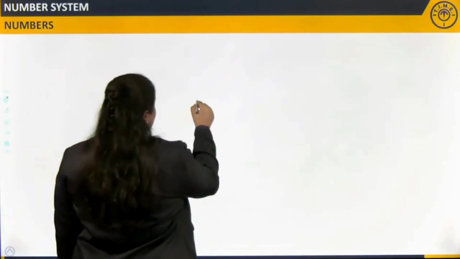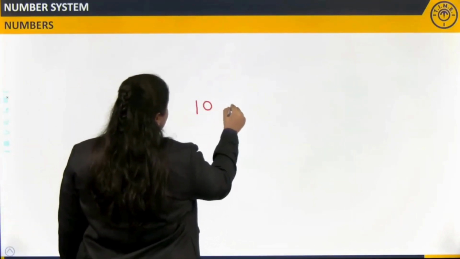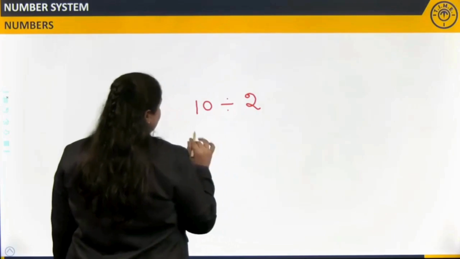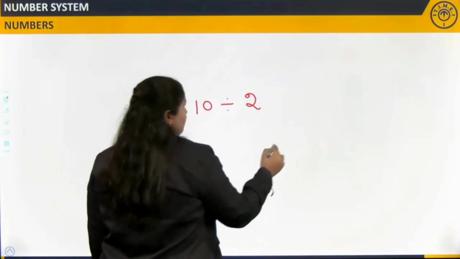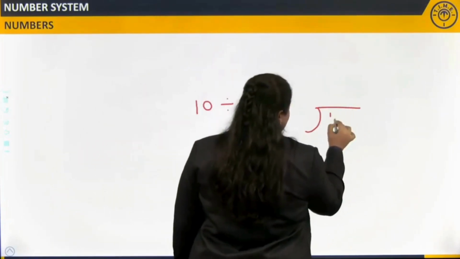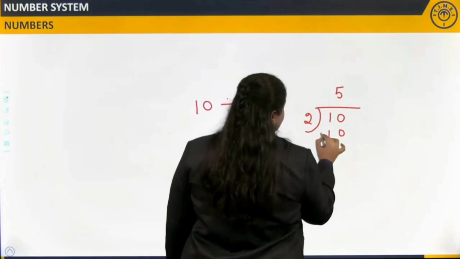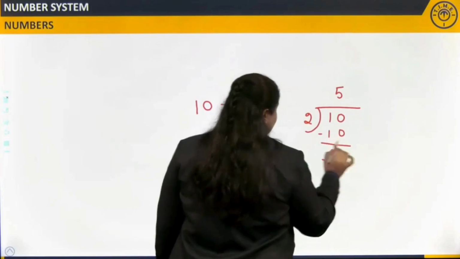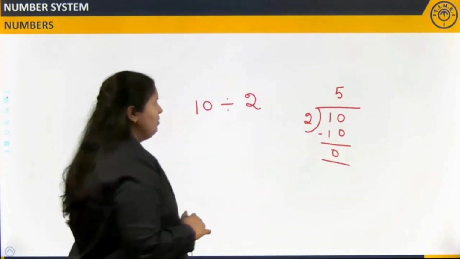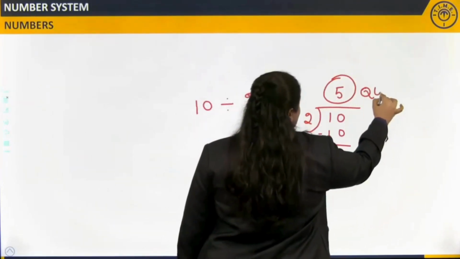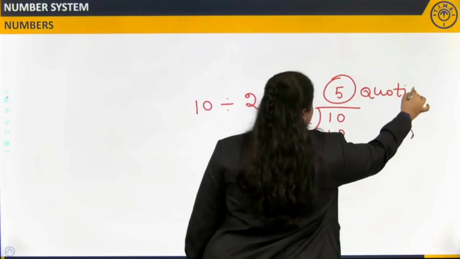Assume you are dividing 10 by, say, 2, okay, 10 by 2. What happens when you divide 10 by 2? Here 10, you are dividing it by 2. 5 2s are 10, okay. So the remainder is 0. Now tell me, what is the name of this? This is nothing but a quotient, right?